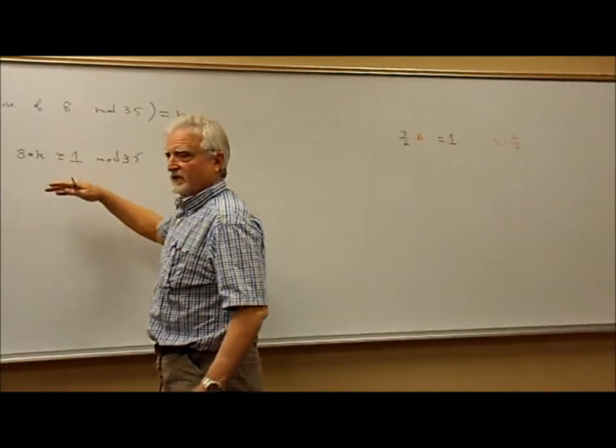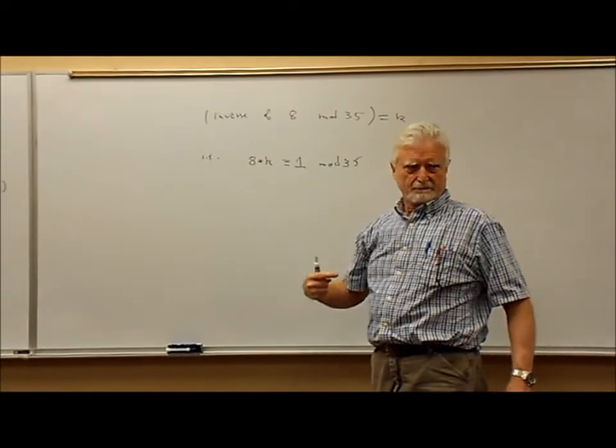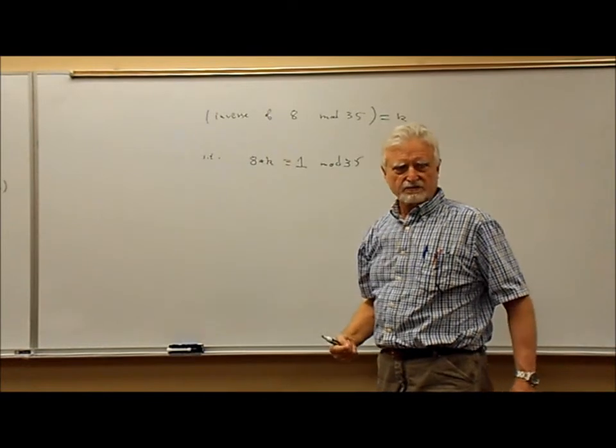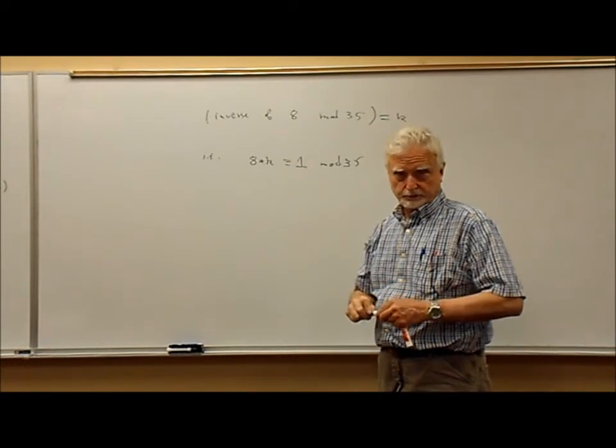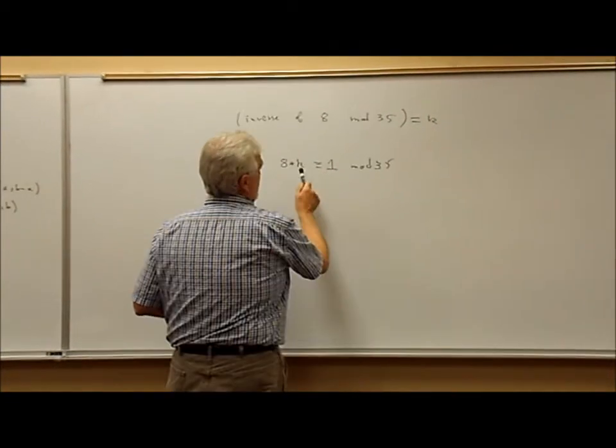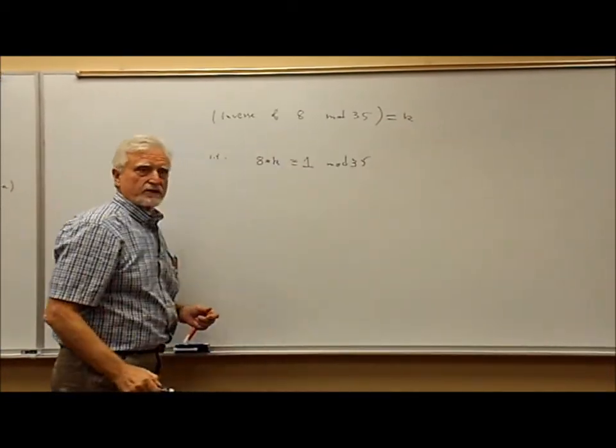But this is kind of the same thing, except you're in this world of integers mod 35, which has only 35 numbers in it. It's a finite world. And so you want this number k that has that property.